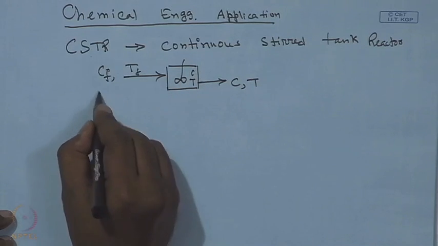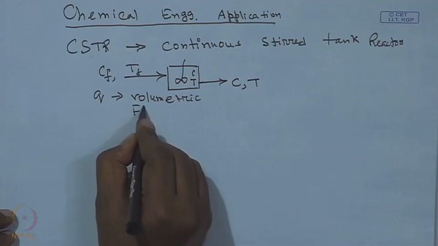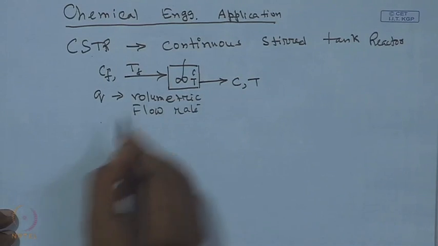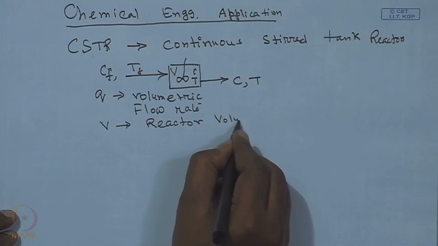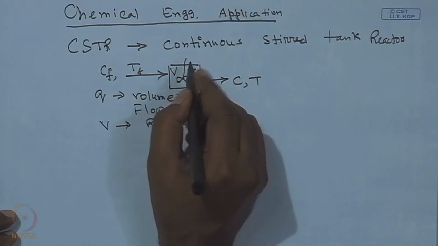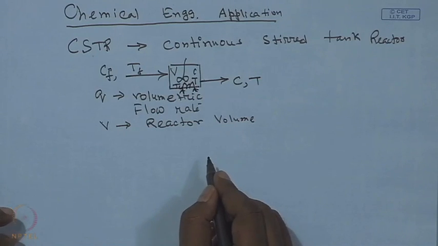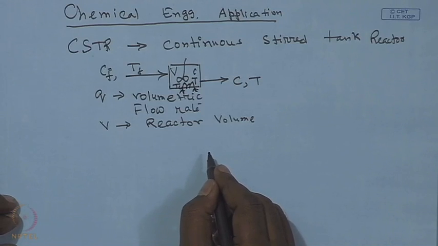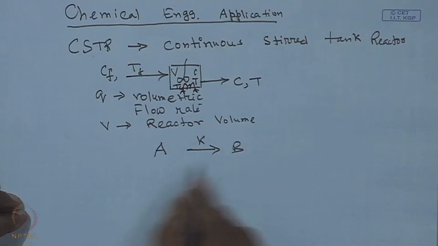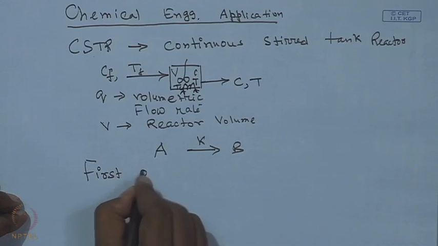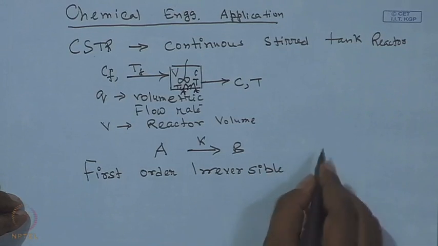So, Q is the volumetric flow rate, V is reactor volume, and there is a jacket placed where we are putting the coolant liquid at temperature Tc. Now, we are considering a first order irreversible reaction going on inside the reactor, A going to B with a rate constant K. This is a first order irreversible reaction.